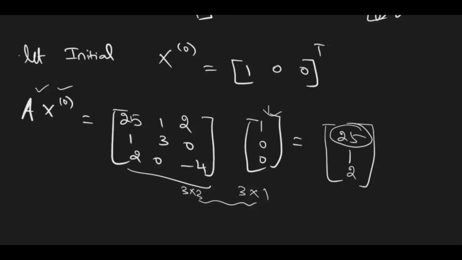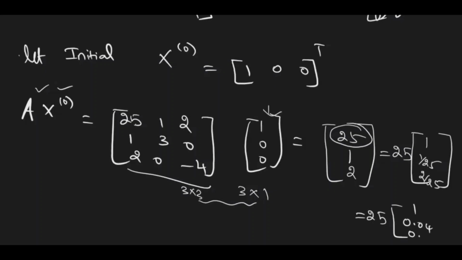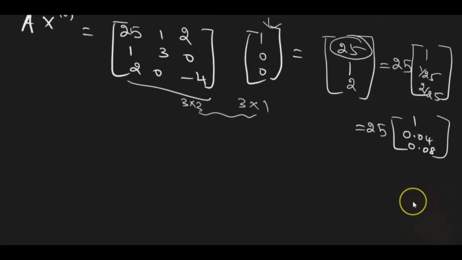If you see, 25 is the highest value in magnitude. I am taking that out and dividing all the values by 25. So that gives 1, then 1 by 25, and 2 by 25. You can write this in terms of decimals also. 1 by 25 is nothing but 0.04, and 2 by 25 is 0.08. Now, the largest eigenvalue is 25 for the first iteration.